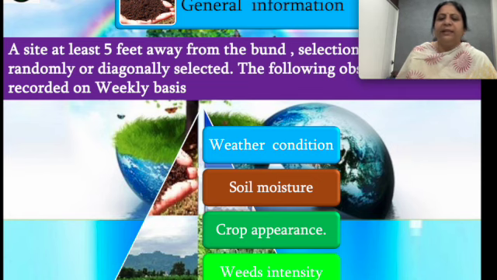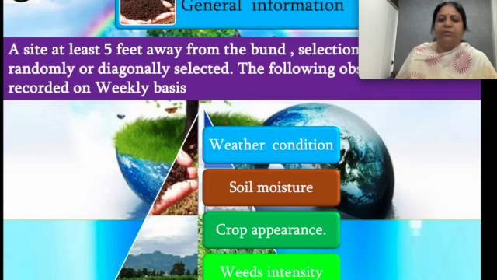And plants are to be selected. Any method can be used. Randomly, the plants can be selected, diagonally selected, or whatever is convenient. 20 plants minimum is a good sample size. And initially, after entering into the field, weather conditions are to be noted down, whether cloudy, rainy, or sunny.